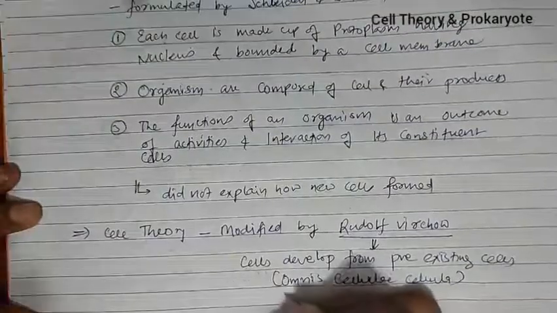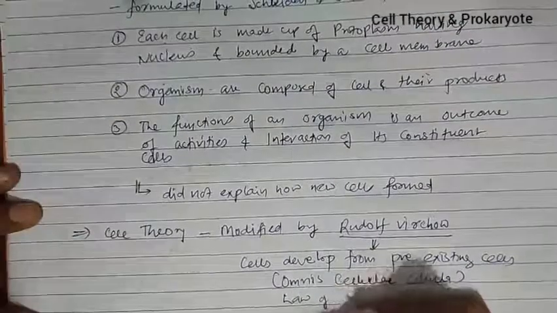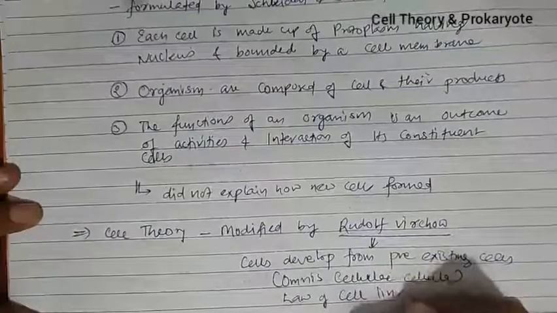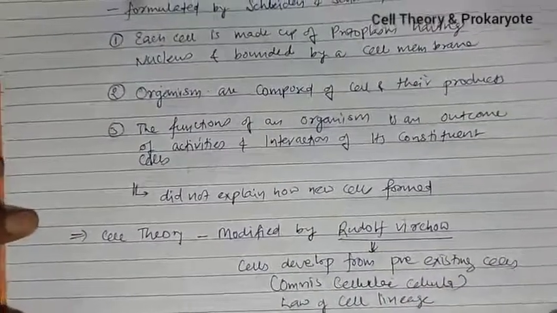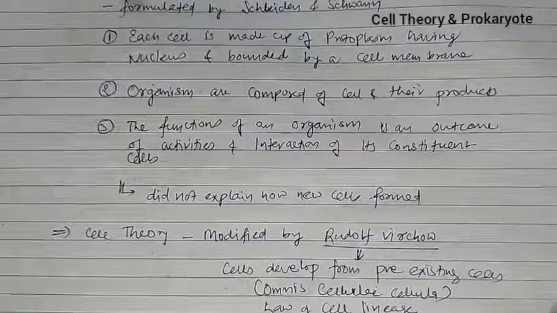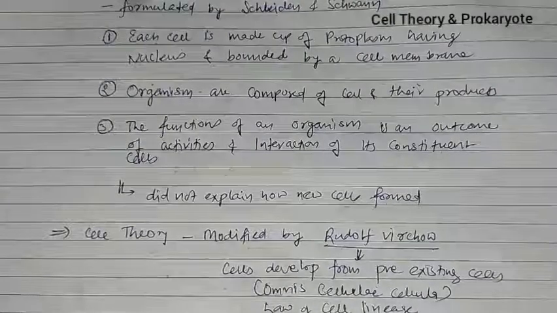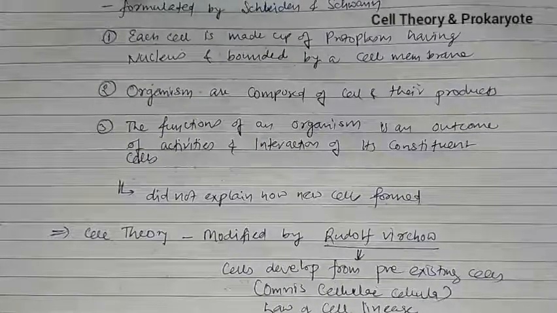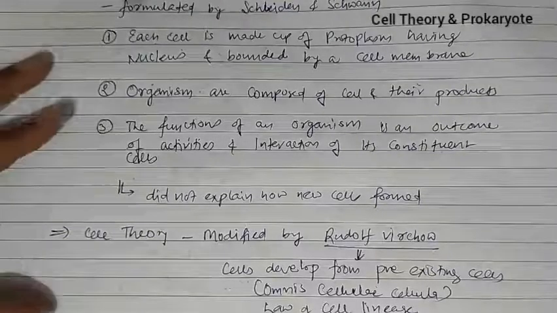It is also known as the law of cell lineage. A number of other modifications were coined in the theory. The modern cell theory is also known as cell principle or cell doctrine.